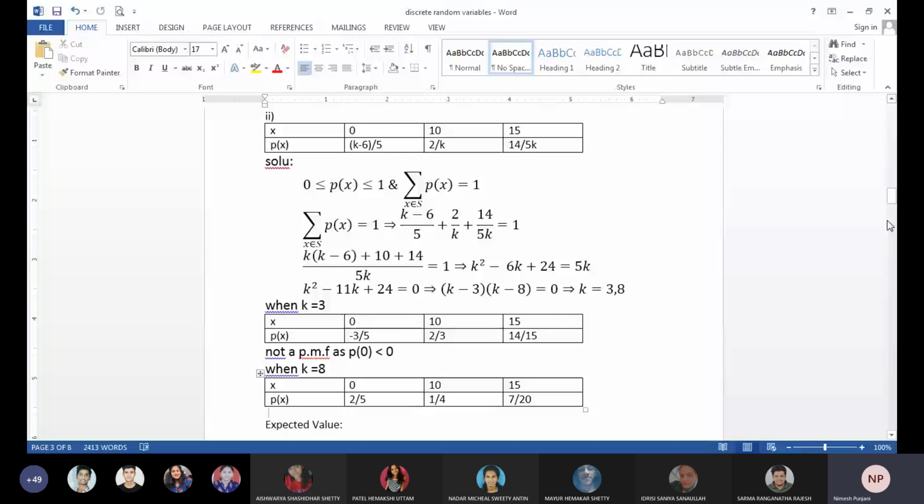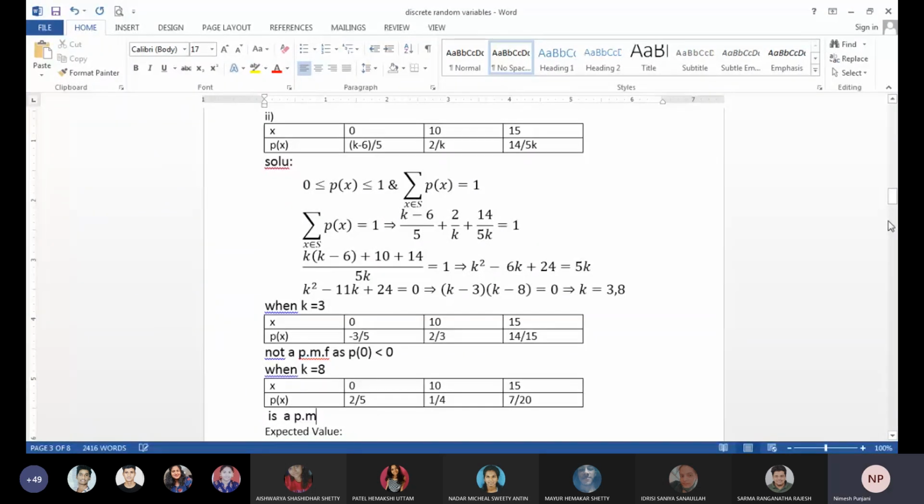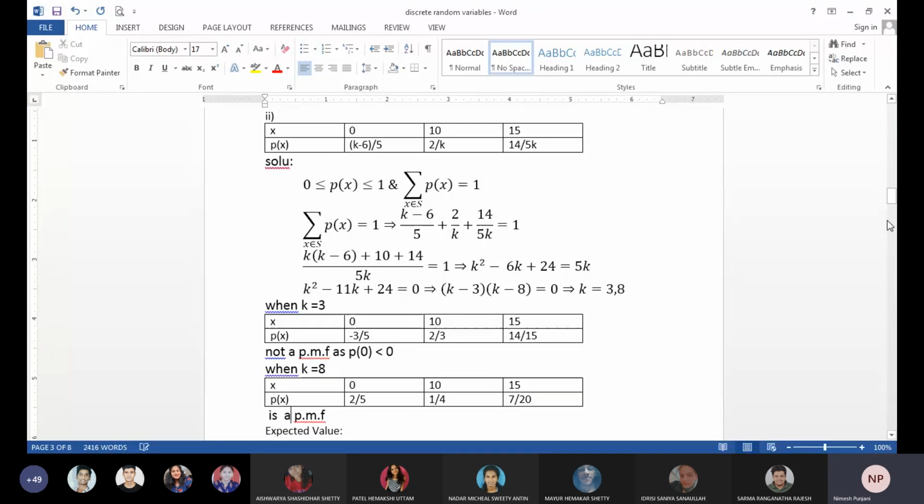Second property: the summation should be 1. So 2 upon 5 plus 1 upon 4 plus 7 upon 20. The LCM will be 20. So 8 plus 5 is 13, plus 7 is 20. 20 upon 20 is 1. So this is a PMF. So p of x is a PMF when k is equal to 8, and when k is equal to 3, it is not a PMF. Is this clear? Yes.